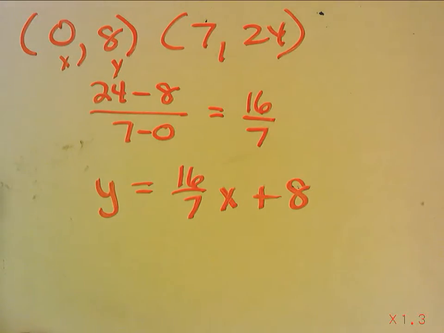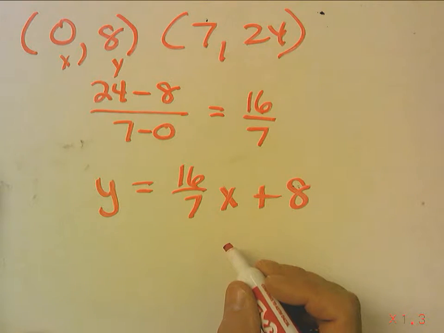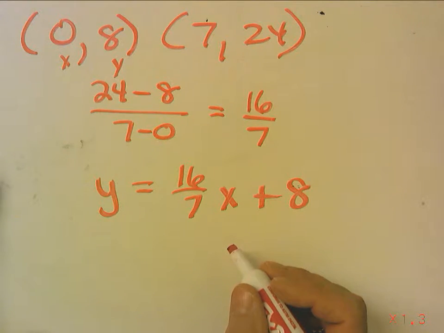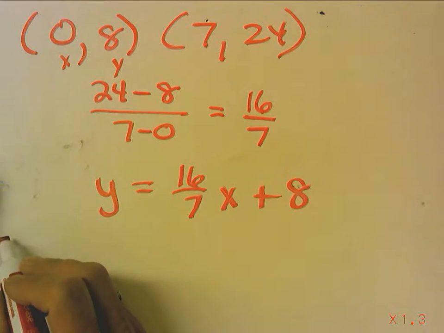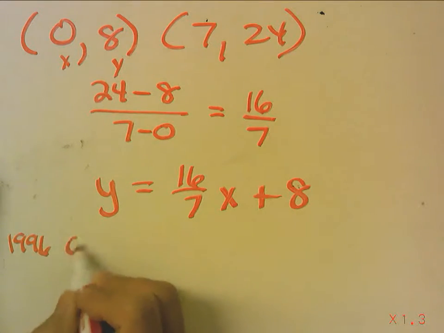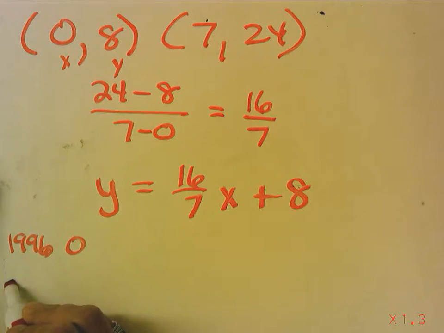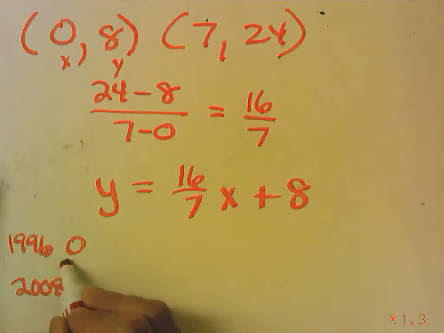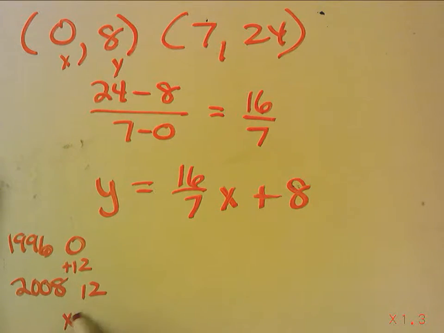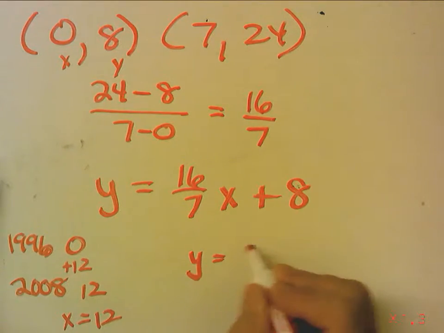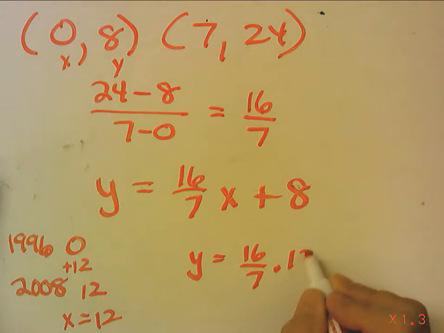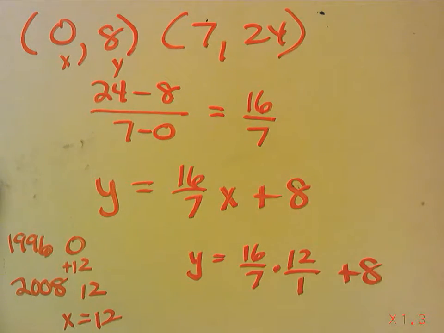And then the next question says, use the equation to predict the number of students in the year 2008. Well, 2008 is when x equals 12. Okay? So I know that if 1996 is 0, to get to 2008, I have to add 12. So 2008 is when x equals 12. So y equals 16 over 7 times 12 over 1 plus 8.